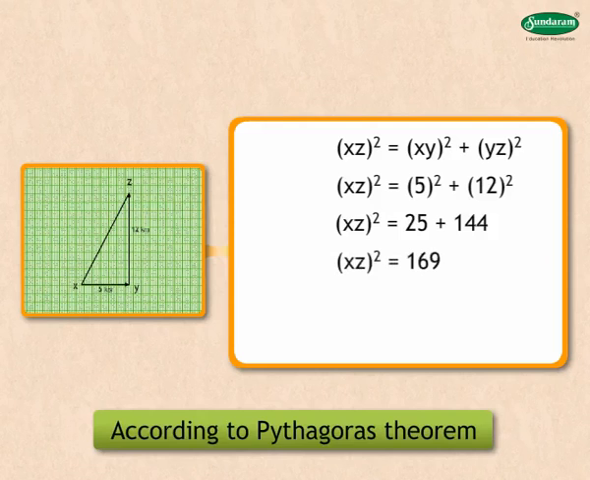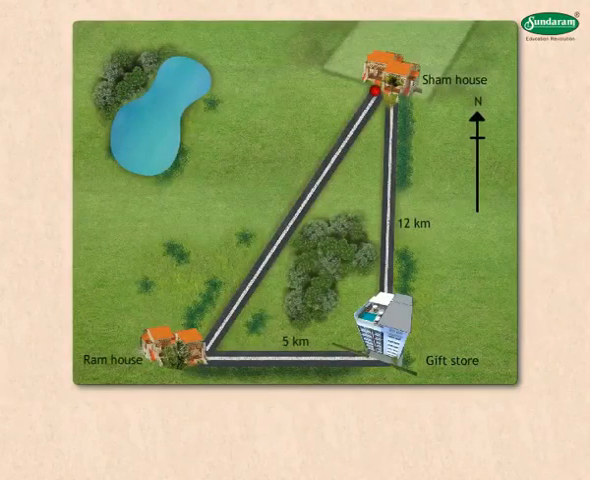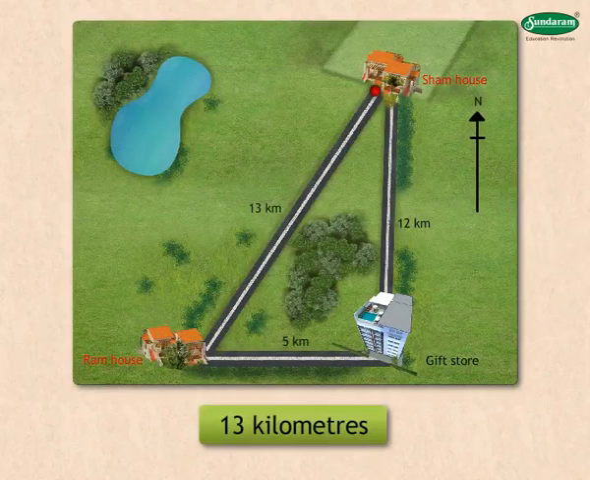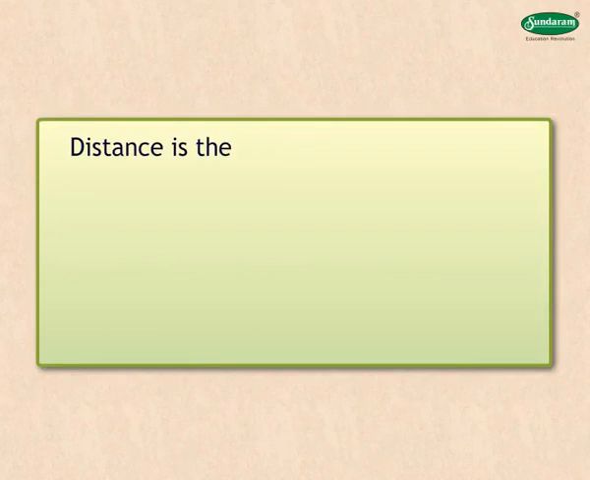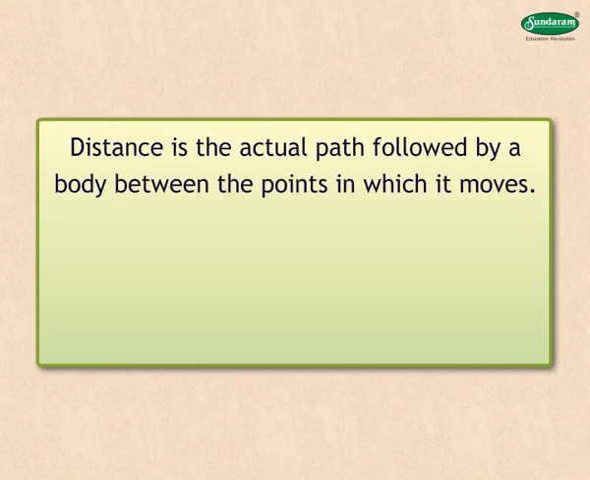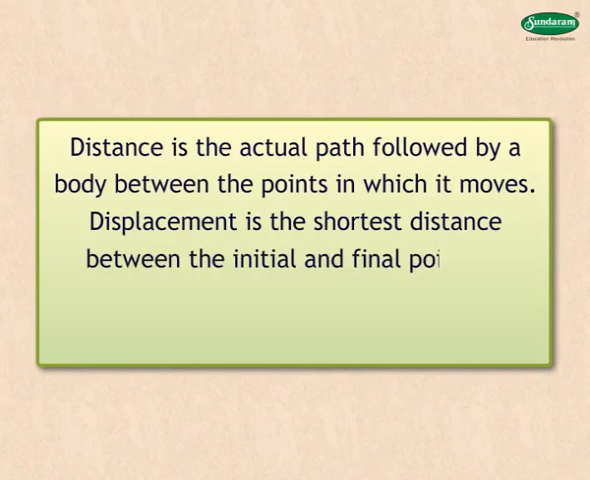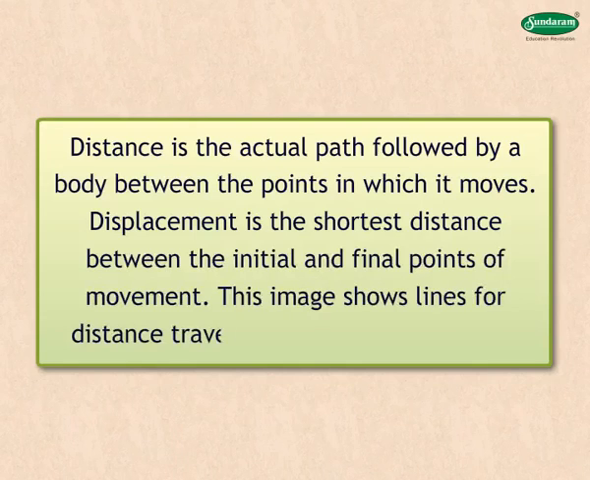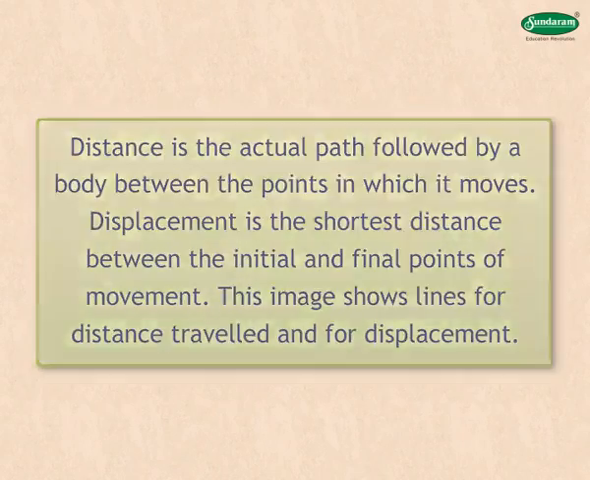After taking the square root on both the sides, we have length XZ is equal to square root of 169, that is 13. So, the shortest distance is the direct path from Ram's house to Shyam's house, that is 13 kilometers. So, distance is the actual path followed by a body between the points in which it moves. Displacement is the shortest distance between the initial and final points of movement. This image shows lines for distance travelled and for displacement.